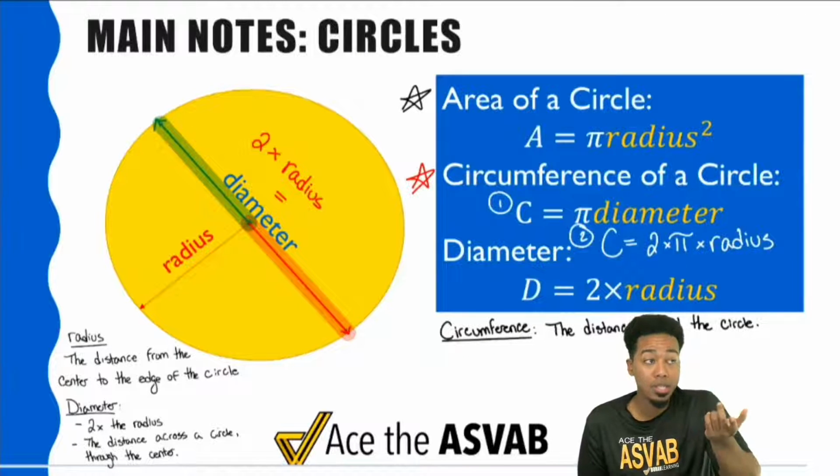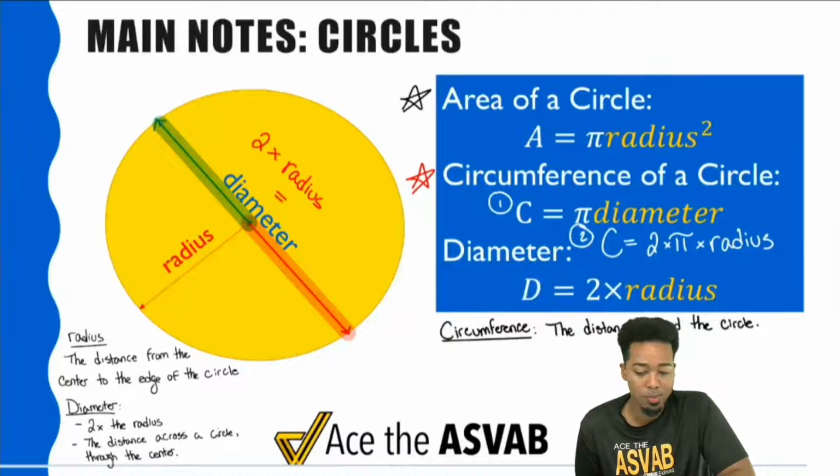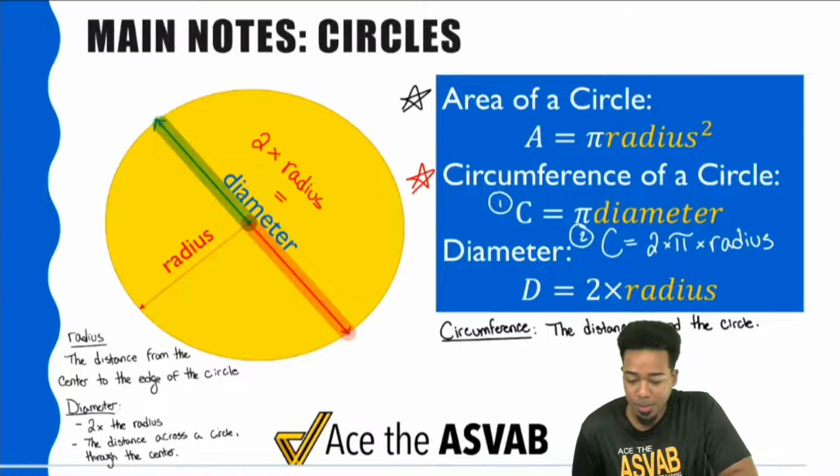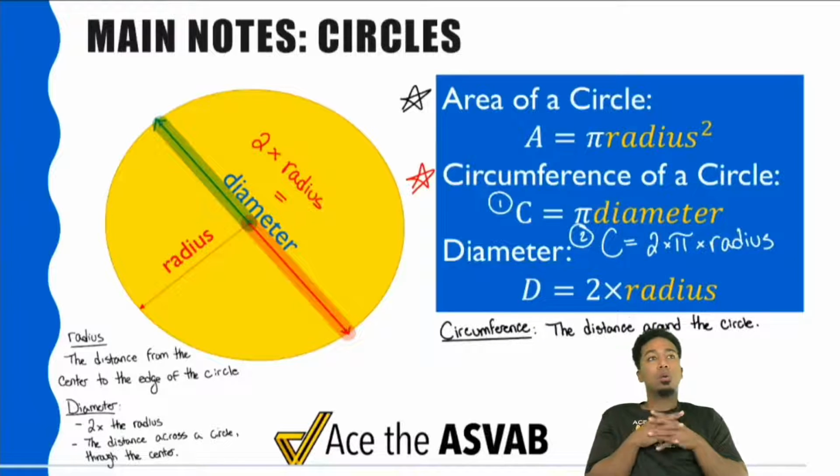You could say half the distance across a circle. That's an acceptable way, but I wouldn't say half of a circle because it sounds like you're cutting a circle in half. The distance from the center to the edge. Right, the reach from the center to the edge. There we go, I like these. Good.